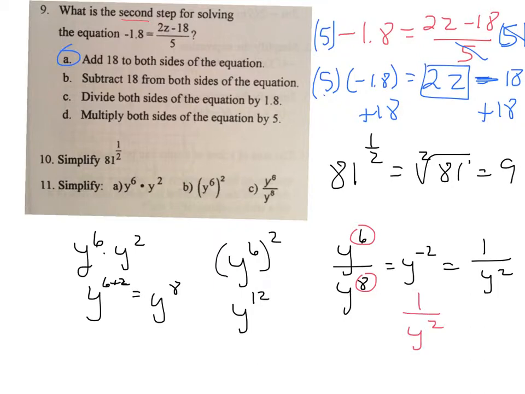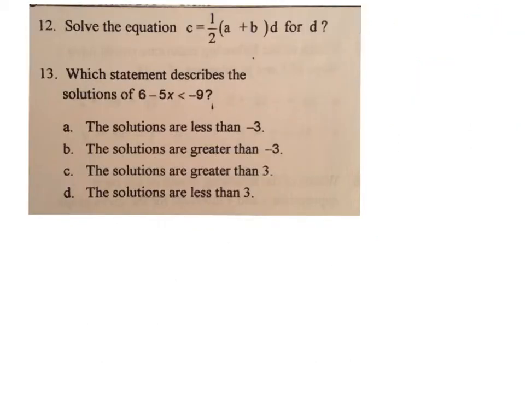And that's another way you can figure that out. Okay, on number 12, solve the equation C equals 1/2 times A plus B times D for D. Now you're going to have something similar like this on the semester exam. You got to be able to know how to get D by itself. So let me go ahead and minimize this. I'll rewrite the equation so you can see how to work it. You have C is equal to 1/2 times A plus B in parentheses times D.